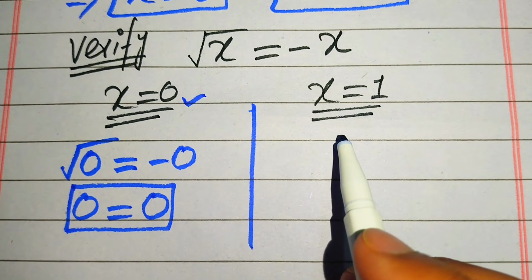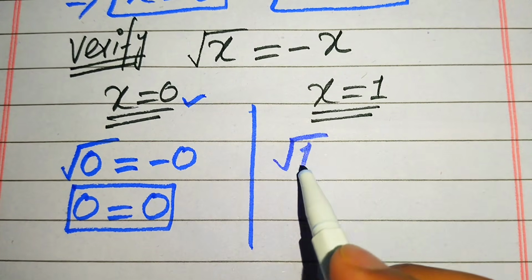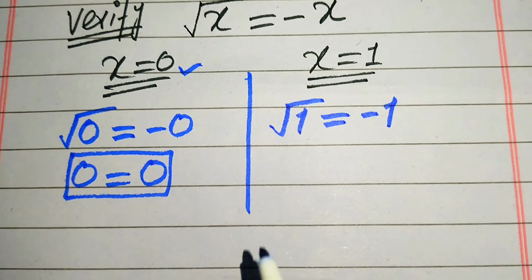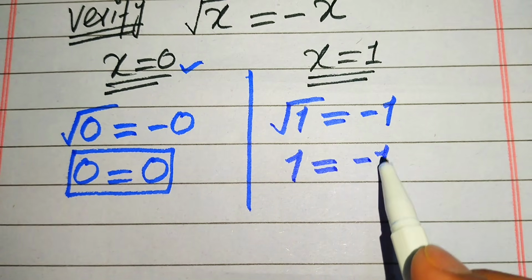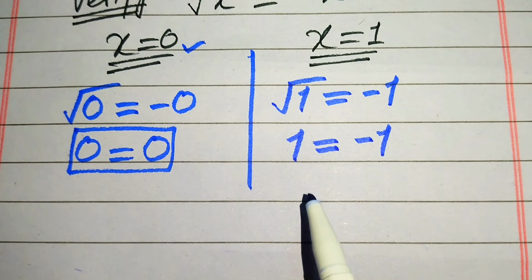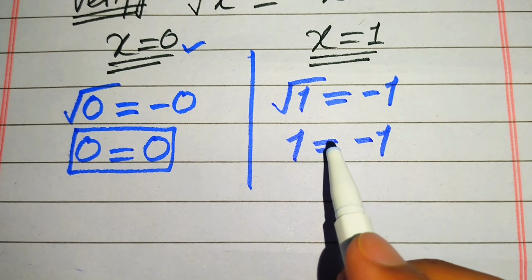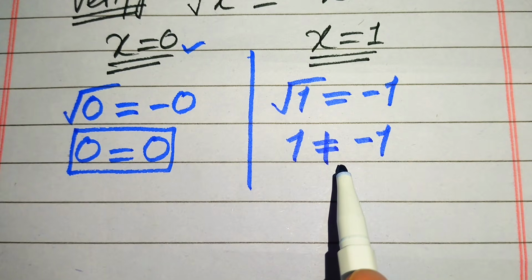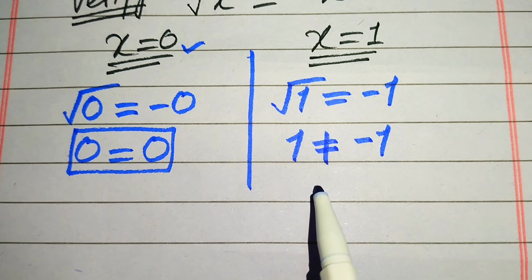From here we substitute x = 1 on both of the sides, and we will get here square root of 1 equals minus 1, and we know that square root of 1 is equal to 1, which is equal to minus 1. So you see that both of the sides are not equal, because this is positive 1, this is negative 1, these two are not equal. And if these two are not equal, this concludes that the value x = 1 is not satisfied over the given question statement.